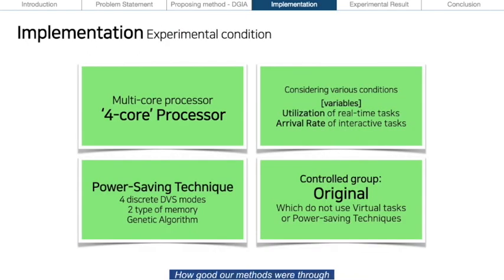We evaluated how good our methods were through simulation, and this is the experimental condition. First, we assumed a multi-core environment using a 4-core processor. Second, we set the utilization rate of real-time tasks and the arrival rate of interactive tasks as variables to consider various environments. Third, we applied power-saving technology. In detail, 4 discrete DVS modes, 2 types of memory, and genetic algorithms were used. Finally, we have a control group, what we call original, that does not use either the virtual tasks or power-saving techniques, and compared it to DGIA.